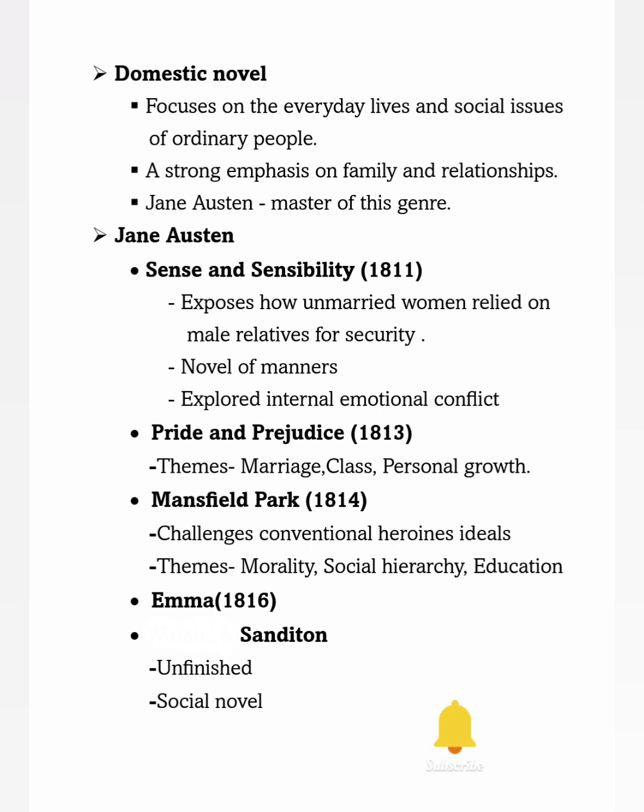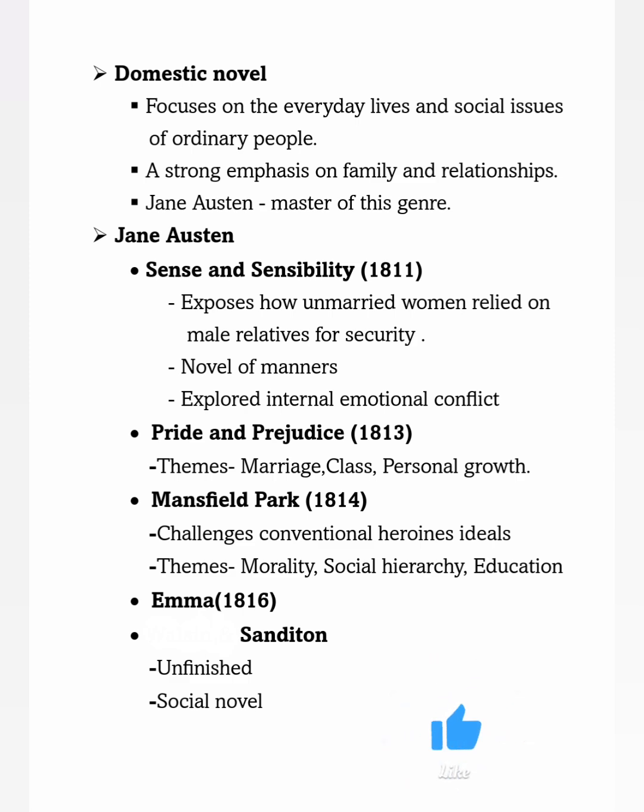Then, her two unfinished works, The Watsons and Sanditon, show her evolving experimentation with social commentary and character development. So, all these works and her writing style influenced later novelists, and her works remain central to English literature and popular culture.